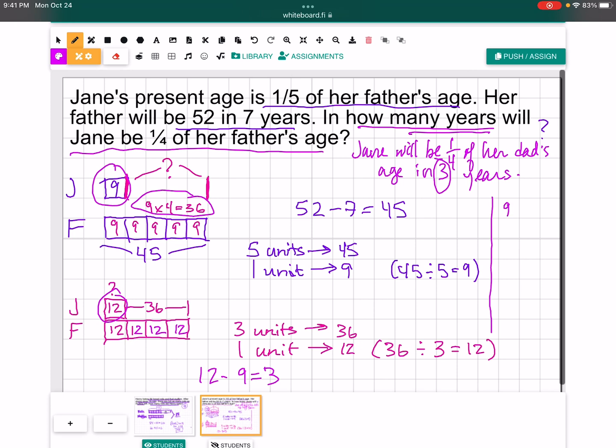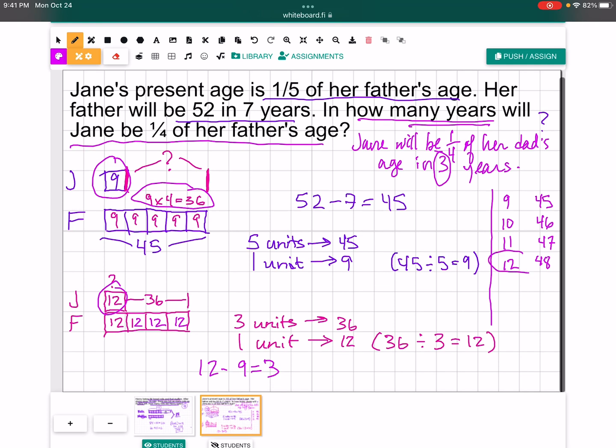If she is 9 and her dad is 45, when she's 10, her dad will be 46. When she's 11, her dad will be 47. And when she's 12, her dad will be 48. And you have struck on the point at which she is 1/4 of her father's age, because 12 is 1/4 of 48. If you had that in a fraction, actually, 12 over 48, you would see that it simplifies to 1/4.